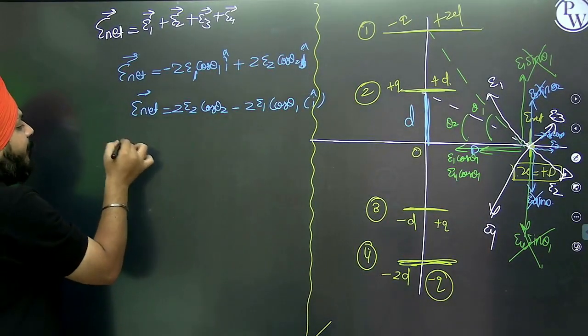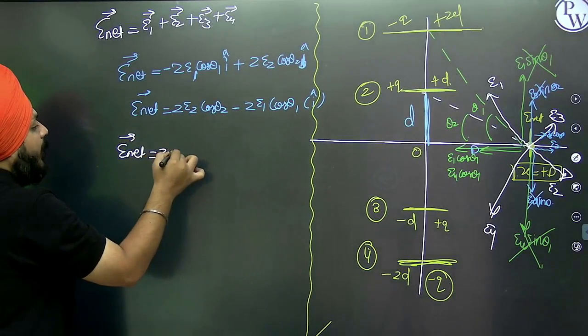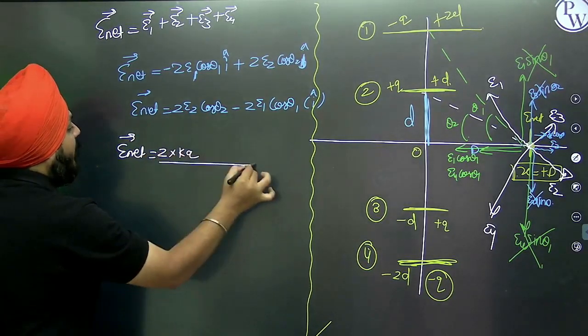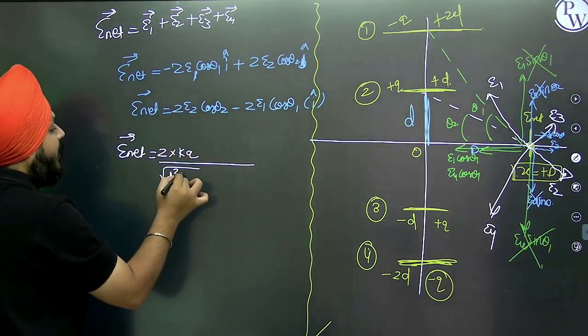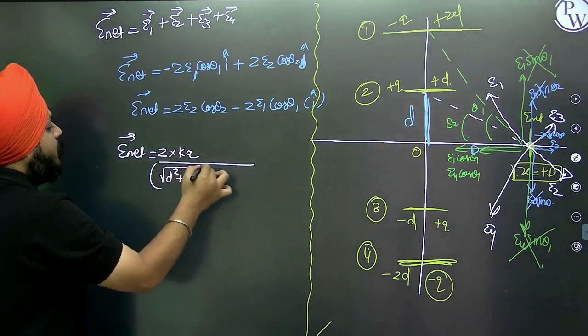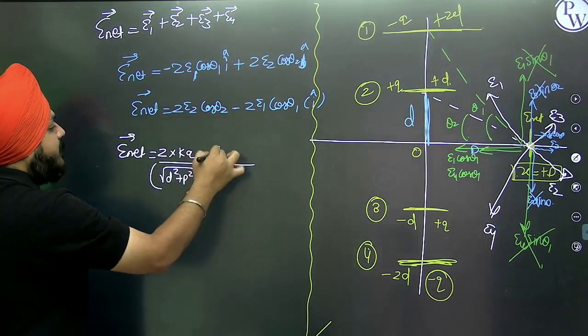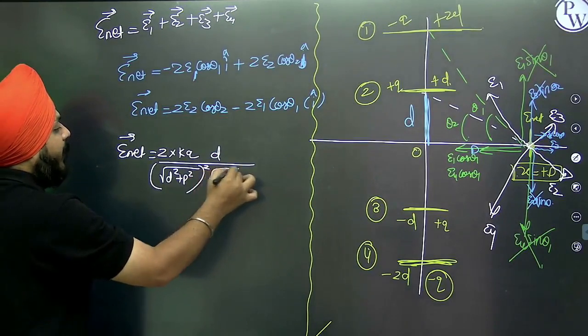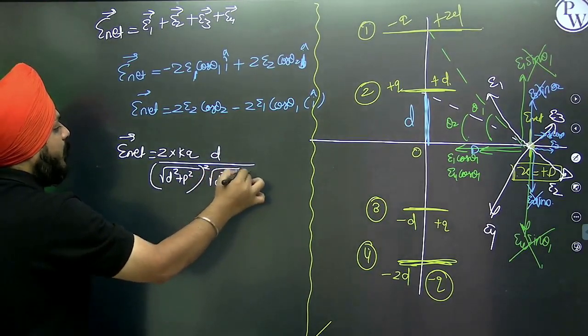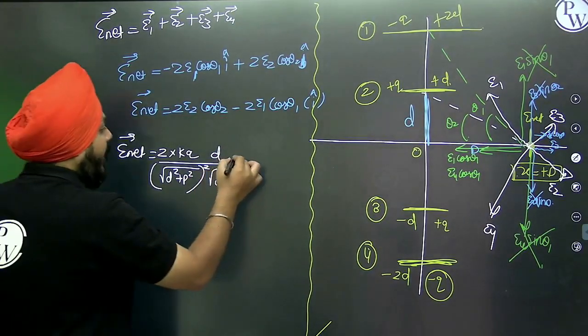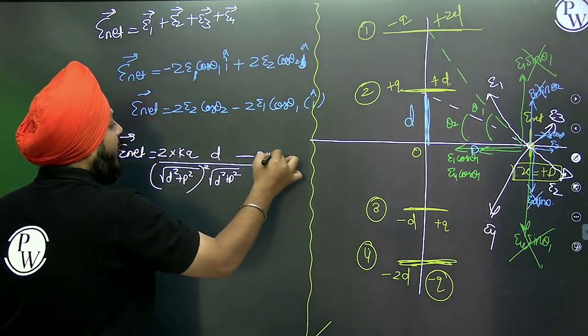So the net electric field, you are going to get it as 2 into K of Q, whole divided by under root of D square plus D square, whole square, into replacing the cos theta, it is small d, whole divided by under root of D square plus D square, minus 2 into K of Q.